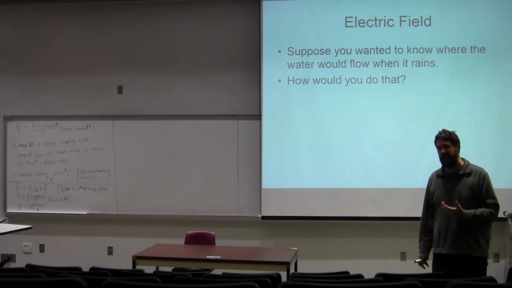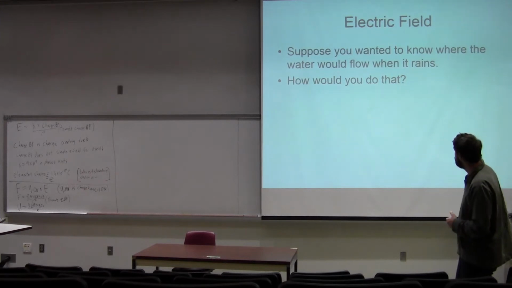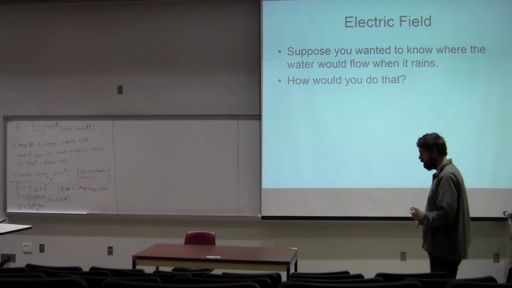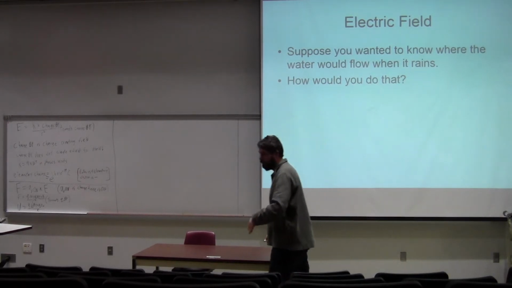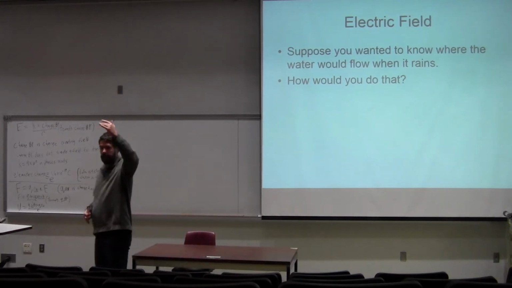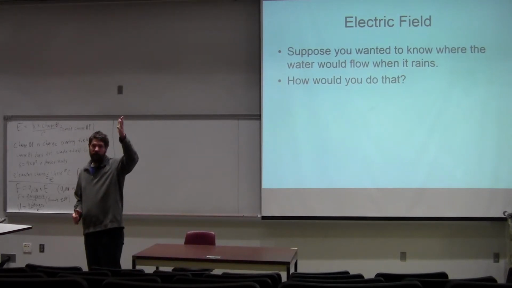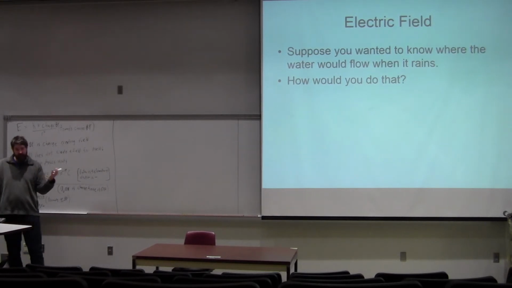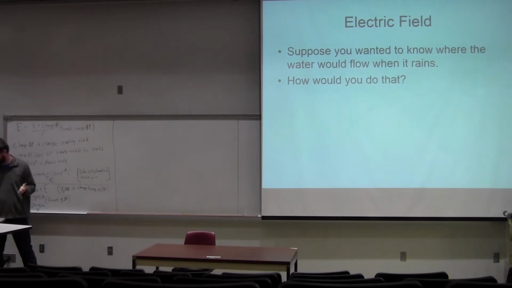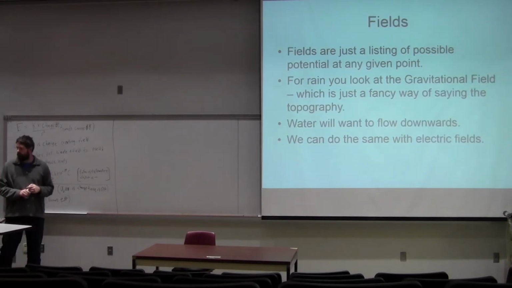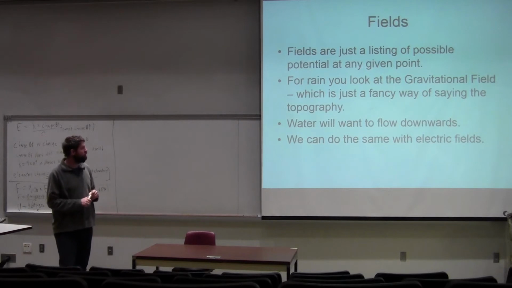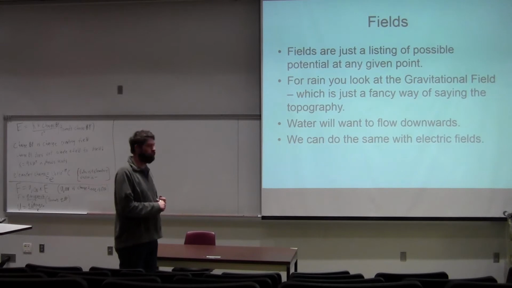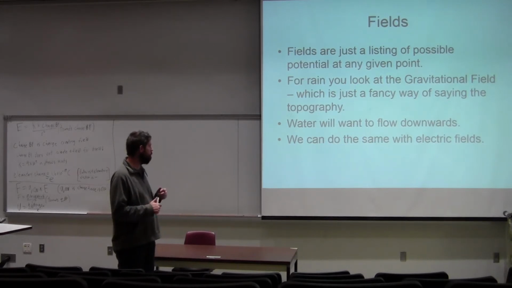In this case, I use a gravitational field. And water goes from high gravitational field to low gravitational field. In other words, it goes from high elevation to low elevation, from high gravitational potential to low gravitational potential. Now, if water had negative mass, it would do the exact opposite. So, fields are listing the possible potential for some given object at some given point. And the gravitational field is measured by topography.